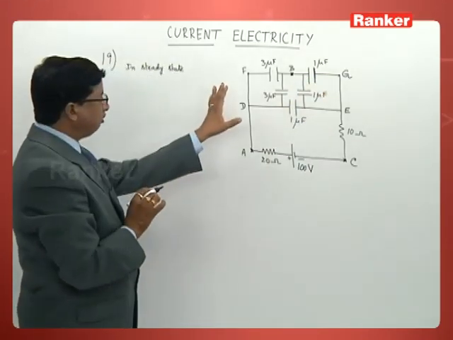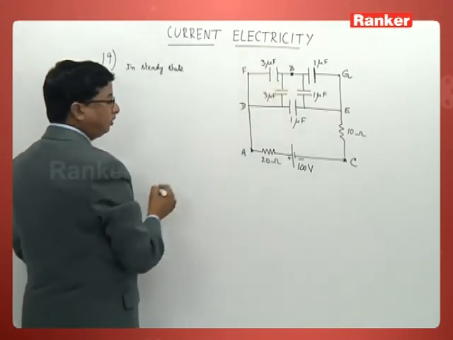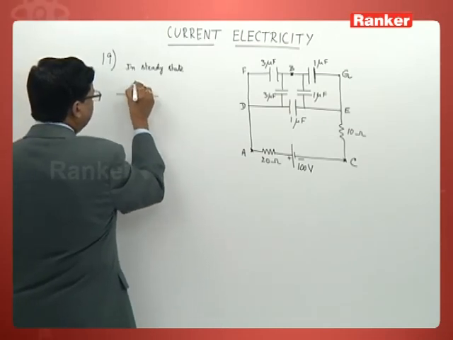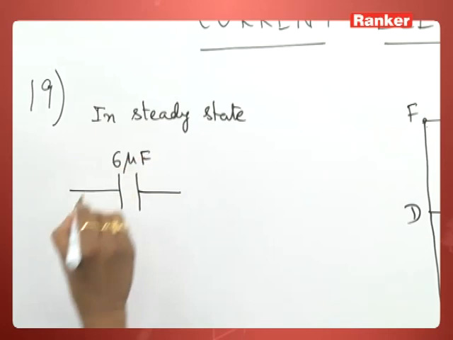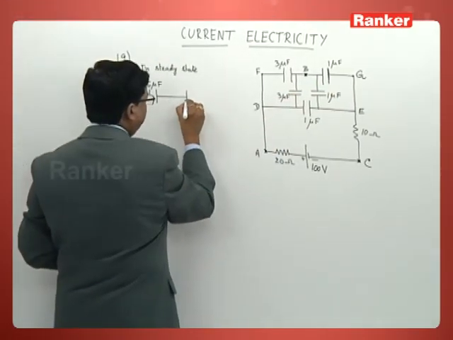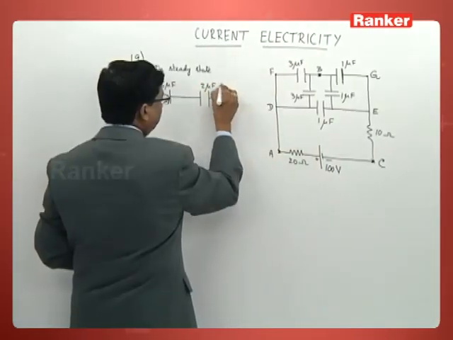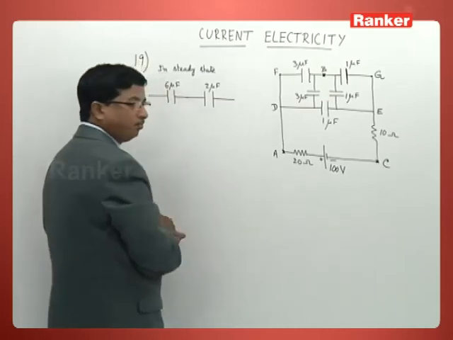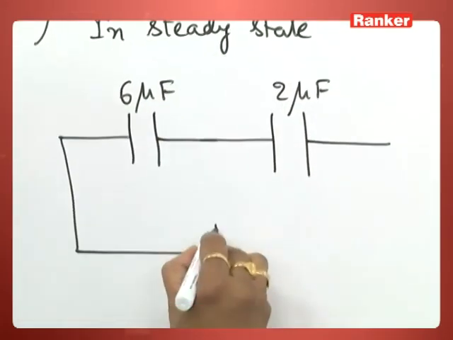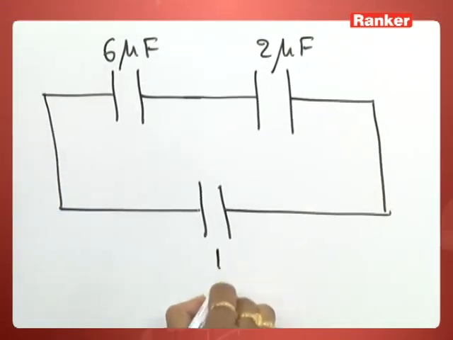So how to redraw the same circuit? Now you look at 3 and 3 in parallel, which means there must be one condenser of 6 microfarad capacity. 1 and 1 in parallel again, that means there will be a capacitor of 2 microfarad capacity. You can now understand the other one is as usual given here as 1 microfarad.